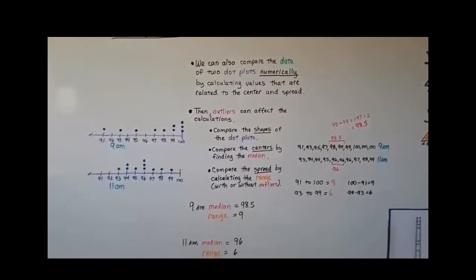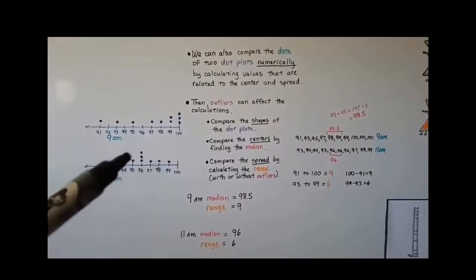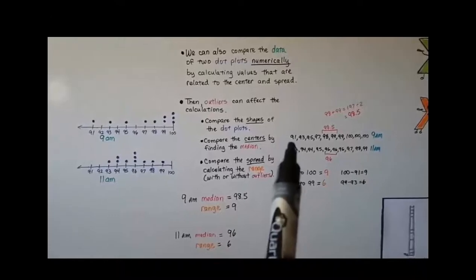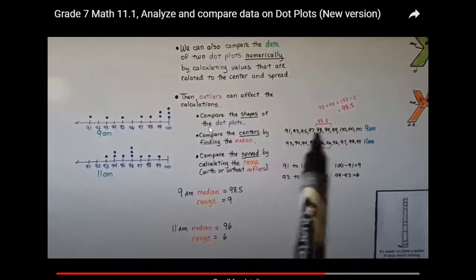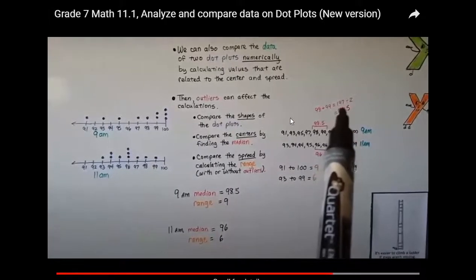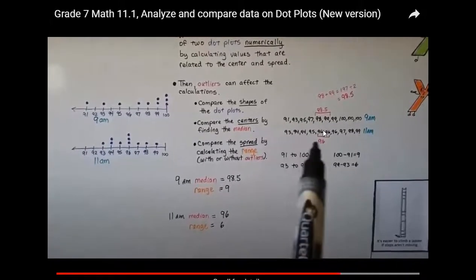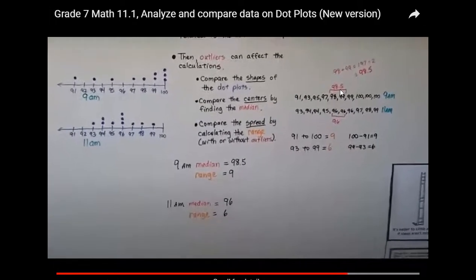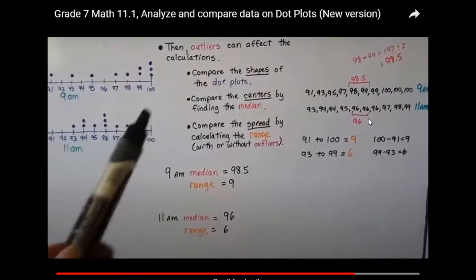To compare two dot plots numerically, we calculate values that are related to the center and spread. As I said, for the center we will calculate the median, for the spread we will calculate the range. Then the outliers can affect the calculations. If I want to compare the centers, we want to find the center, and as I said, here we have two numbers, so we will add them together and divide by 2 for 9 a.m. and for 11 a.m. Then it was 98 plus 99 divided by 2, so the median in class 9 a.m. is 98.5, and the second one is 96.